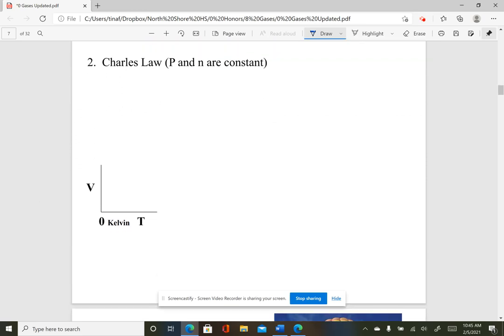Charles' law studied how volume and temperature are related to one another. And volume and temperature is a direct relationship. As one goes up, the other goes up. So if temperature increases, volume also increases. Or if temperature decreases, volume decreases. That would look like this.